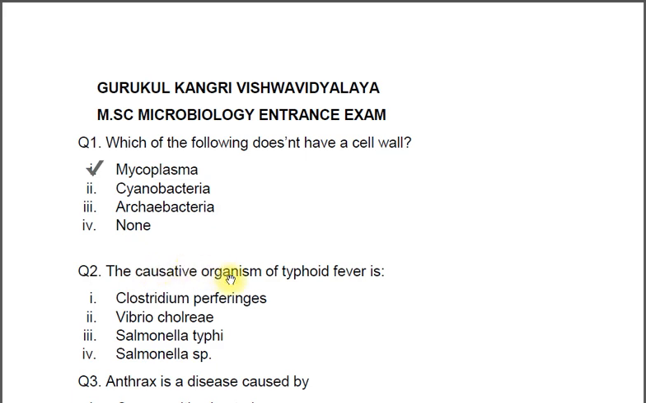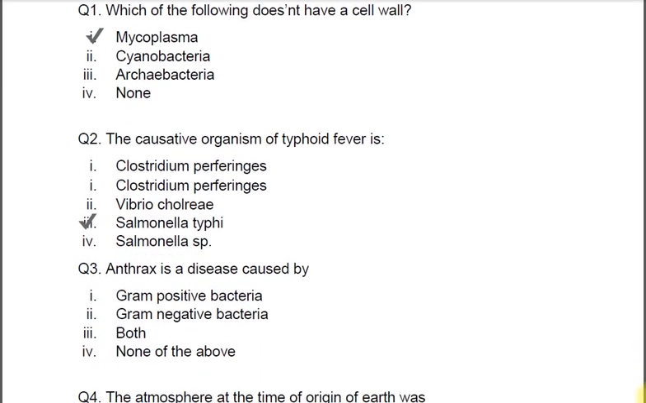Here goes question number 2. The causative organism of typhoid fever is a very simple question, and the options are Clostridium perfringens, Vibrio cholerae, Salmonella typhi, and Salmonella species. I hope you have guessed it correctly, and the correct one is Salmonella typhi. Salmonella typhi causes typhoid fever. Salmonella paratyphi causes paratyphoid fever. Together they are called enteric fever.